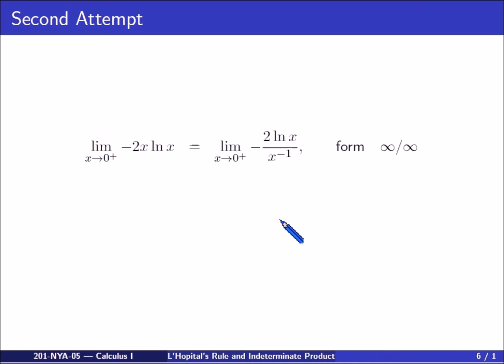So by sending x to the minus 1 in the denominator once again, I get a limit of the form infinity over infinity. We apply L'Hopital's rule. We simplify so that we don't get negative powers or complex fractions. And now we get the limit of 2x as x goes to 0. And that's really simple because here we can use the direct substitution rule. And we end up with a limit that's just 0.